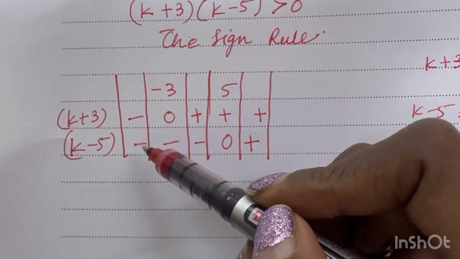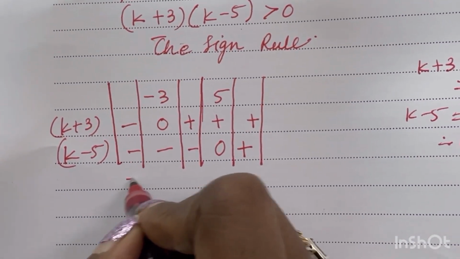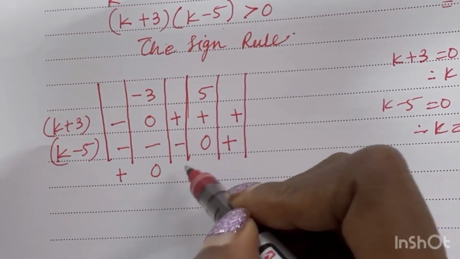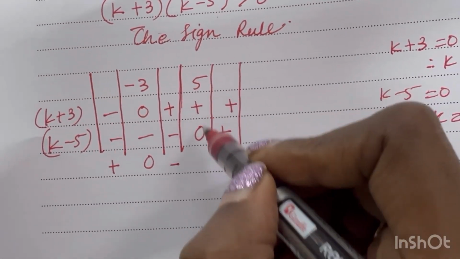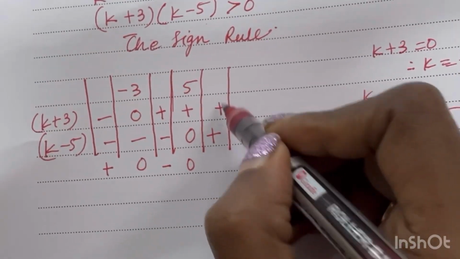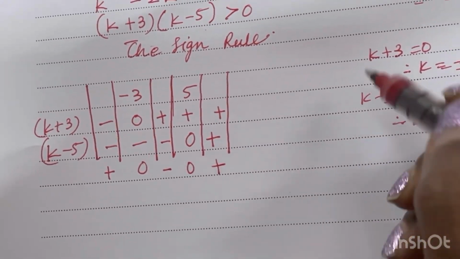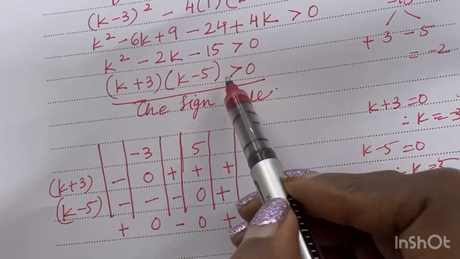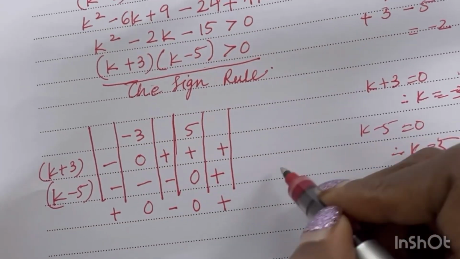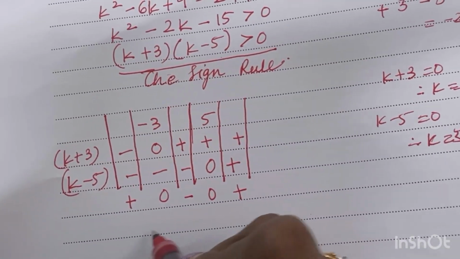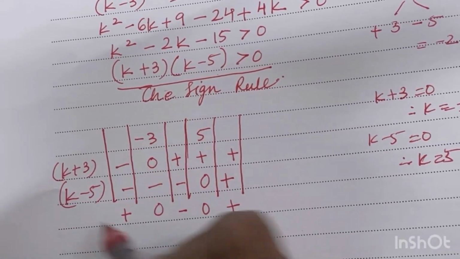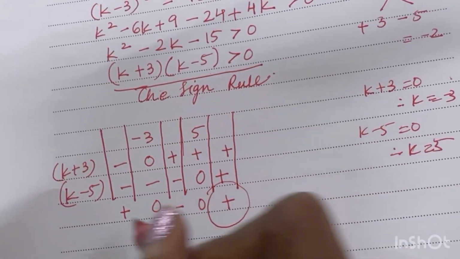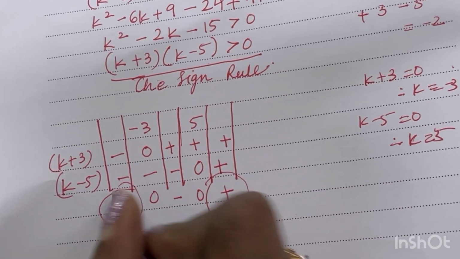So negative times negative will be positive. 0 times any number will be 0. Positive times negative will be negative. Positive times 0 will be 0. Positive times positive is positive. Now our expression is telling us that we are looking for factors which are greater than 0. That means we are looking for positive numbers. So when is our expression becoming positive? Our expression is becoming positive here, and here in the results.